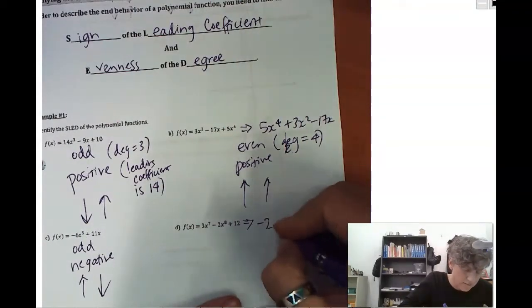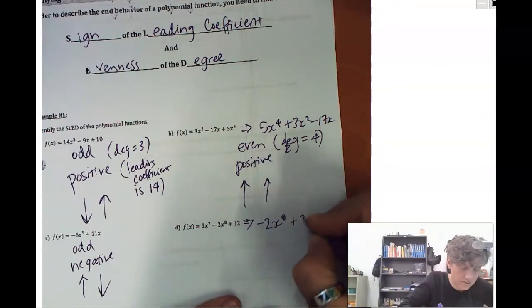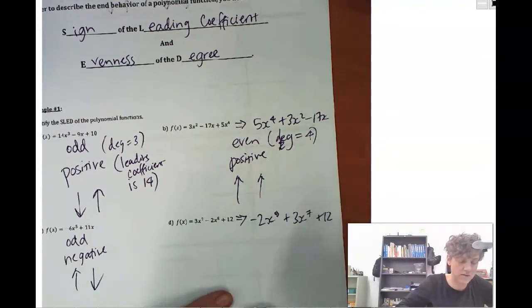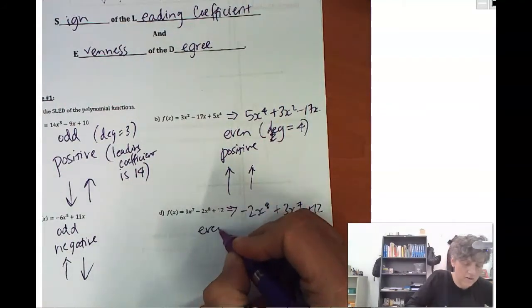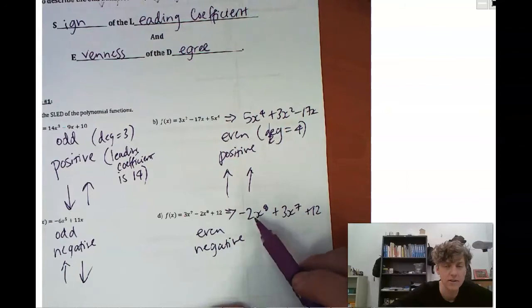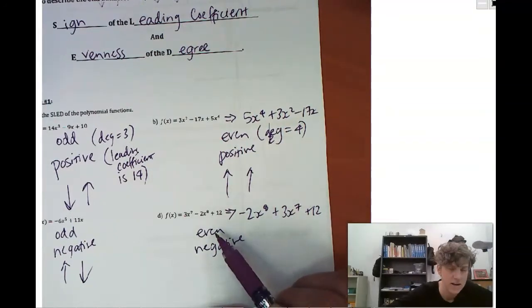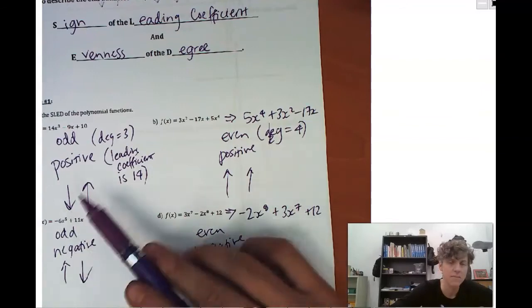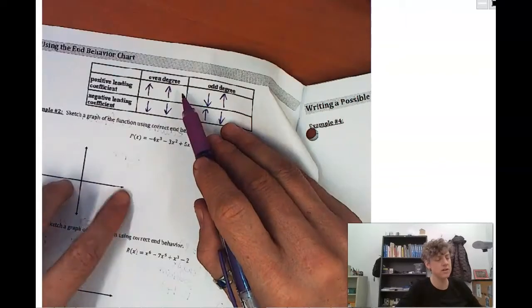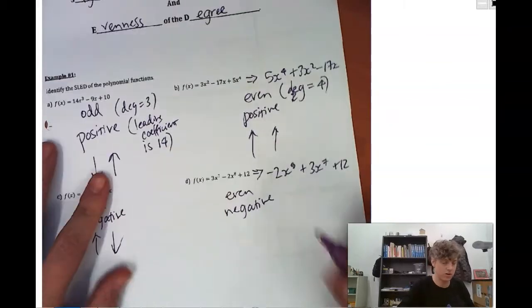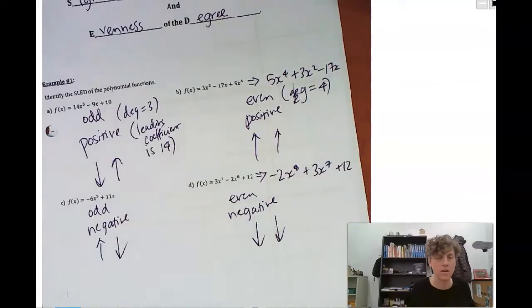This, again, is not in standard form. Negative 2x to the 8th plus 3x to the 7th plus 12. This is now an even function, because 8 is an even number with a negative leading coefficient. We have an even negative, which is the only combo we haven't done yet. Look at our chart. Even function, negative leading coefficient, both ends go down. All right, hot diggity dog. Let's go on to the next page.